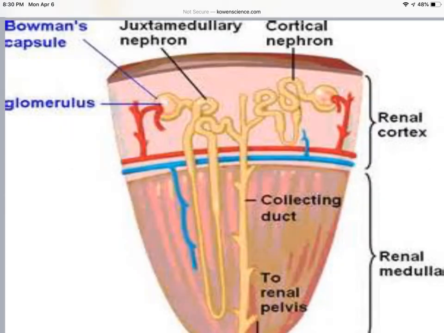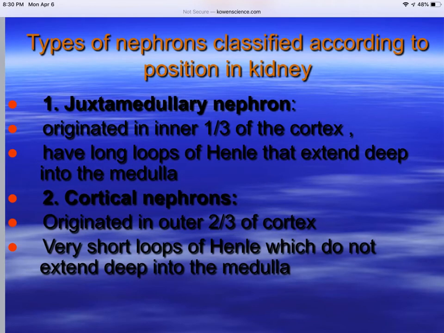Just going over one more time, when we look at our renal pyramid, you'll see the area that is the renal medulla. You'll see the area that's the renal cortex. And I do want you to see that the nephron system does extend into both the medulla and the cortex. There are different types of nephrons that are classified according to their position. The juxtamedullary nephron originates in the inner 1/3 of the cortex. It has very long loops of Henle that will extend down deep into the medulla.